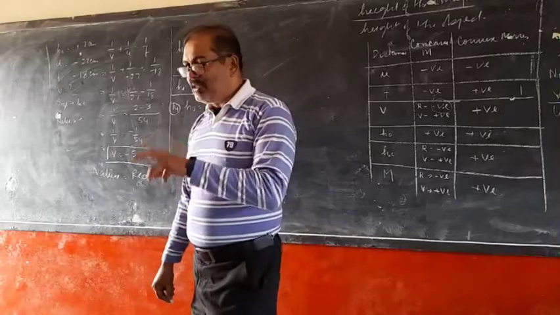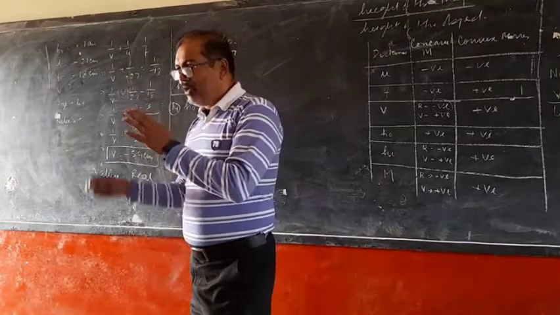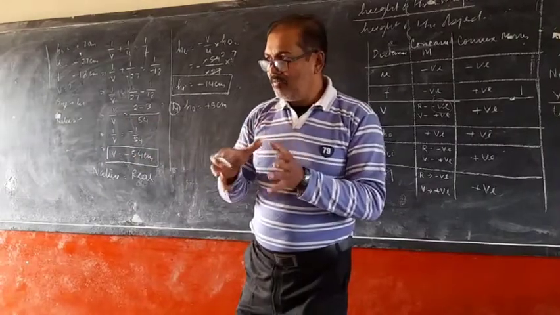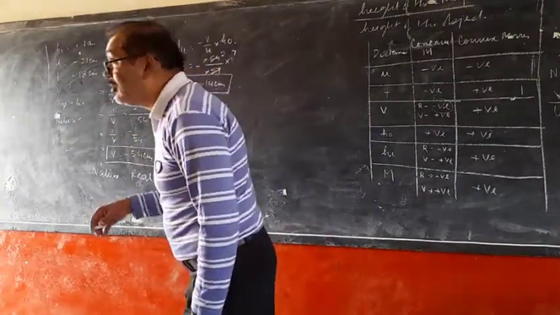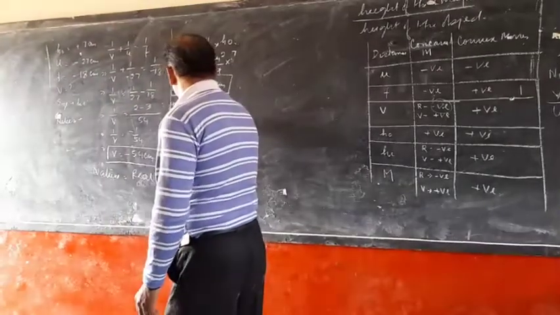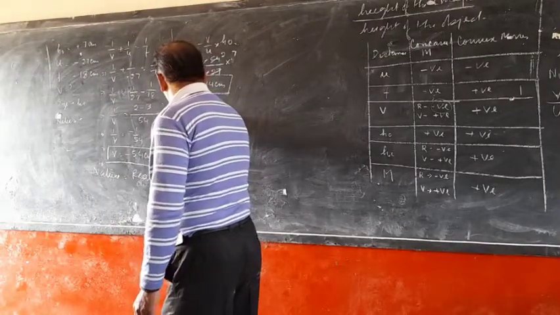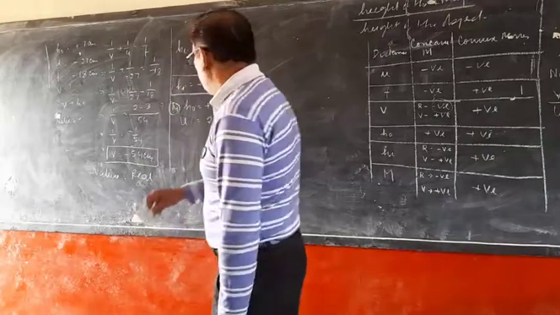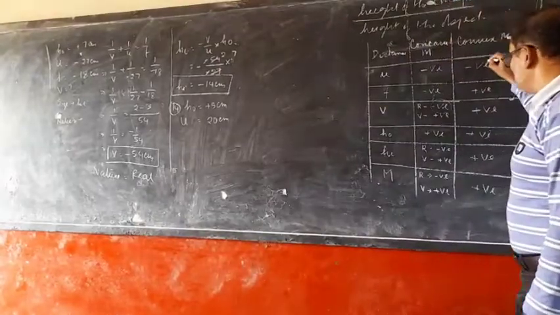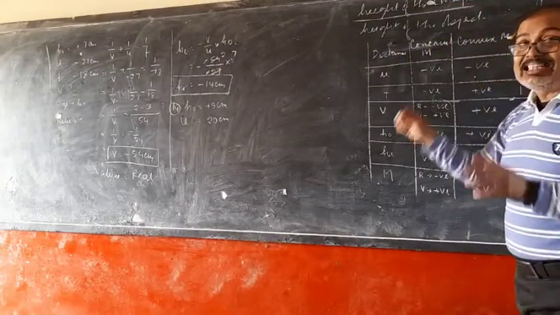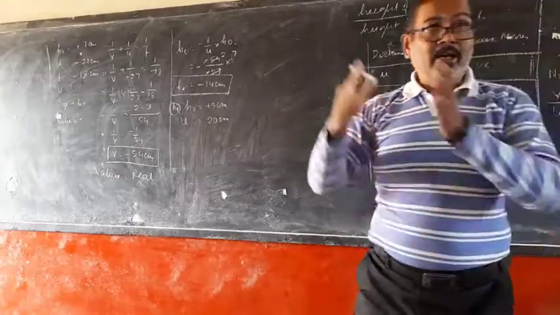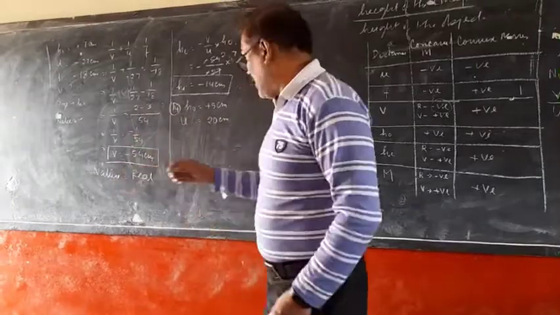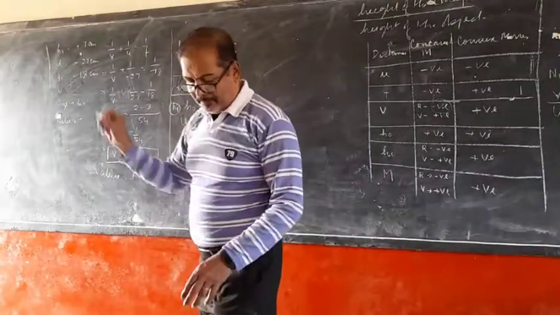What is this, girls? Please say. What is this 20 centimeter? An object kept in front of a convex mirror at 20 centimeter. Distance of the object from it. Object distance, that is 20 centimeter. What is the nature of this 20 centimeter? Positive or negative? Object distance is always negative, either in concave or in convex, because it is always kept on the reflecting side. So it is always negative.